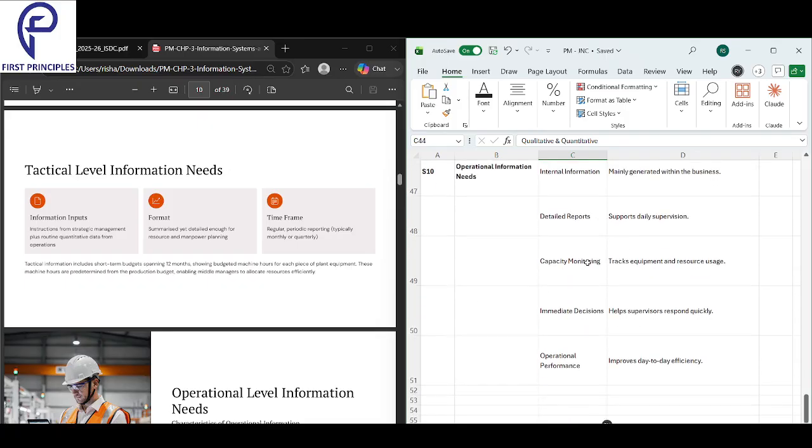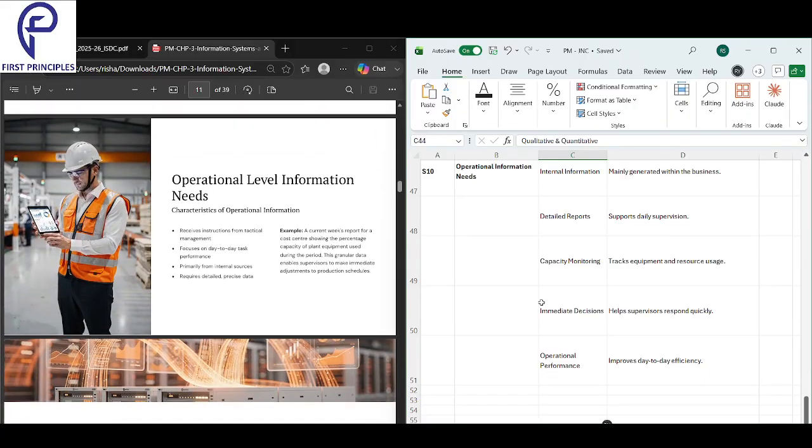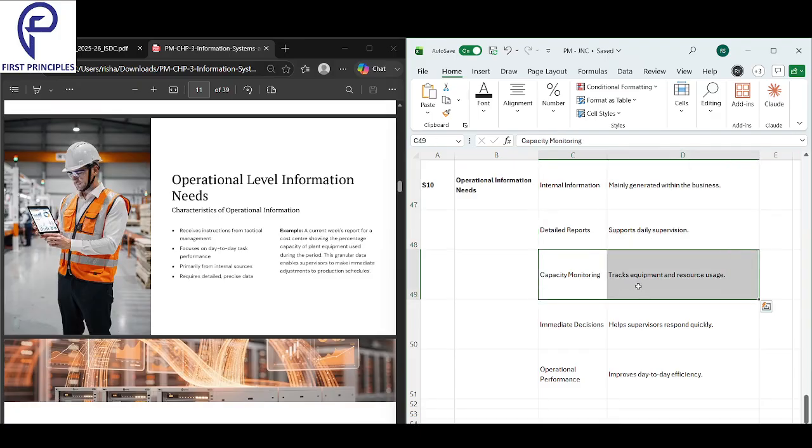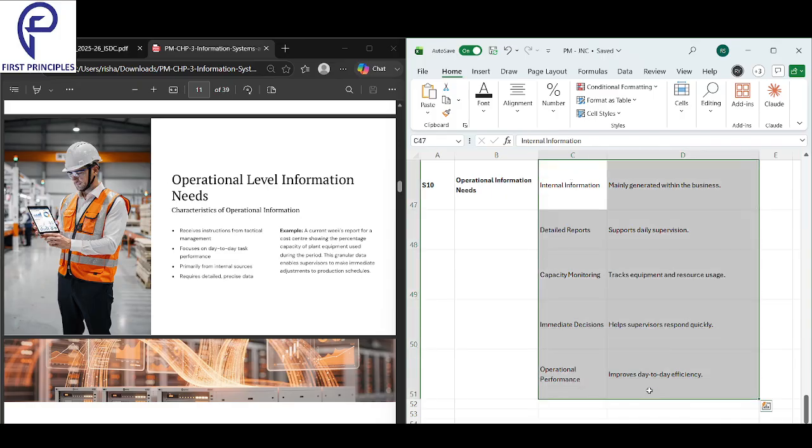Now coming to the operational level. These guys need internal information. These guys need detailed information. They track equipment and resource usage, how much has been used on a daily basis, and help supervisors respond quickly. They give you short-term data. They need mainly internal, accurate information. They support daily supervision, and they improve day-to-day efficiency.